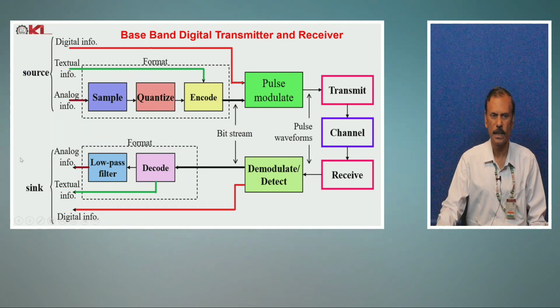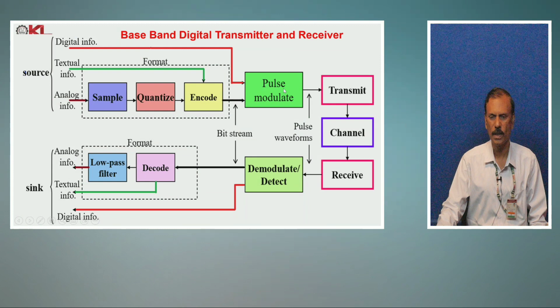the information. There are three types of information: digital information, textual information and analog information. The digital information can be fed directly to the pulse modulator, whereas the textual information is fed to the encoder and then the pulse modulation. In the case of the analog signal, we convert it using sampling, quantization and encoding, that is the analog to digital conversion, and then it is digital. So the pulse modulation has its input in digital format, either directly from digital data, or from textual information or an analog source.